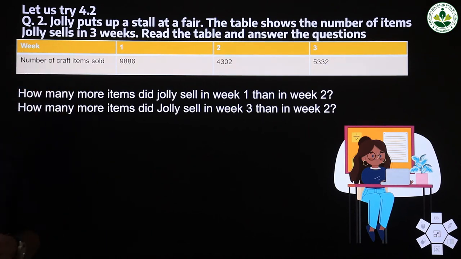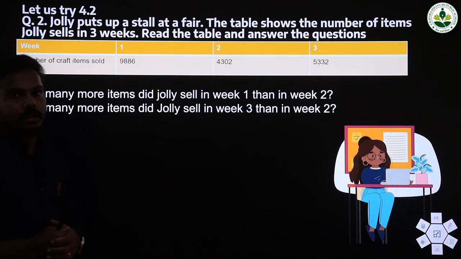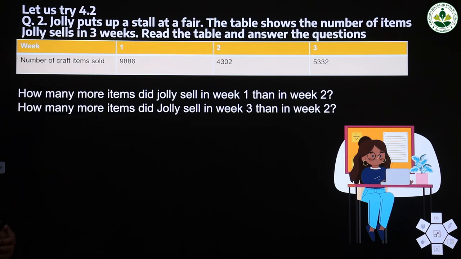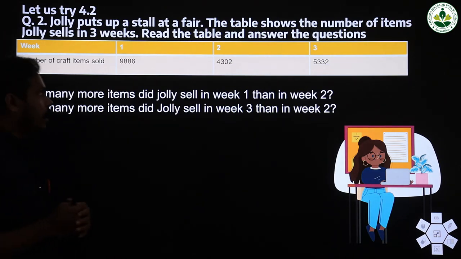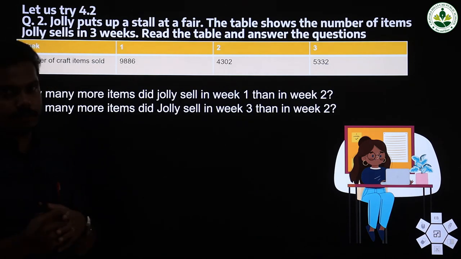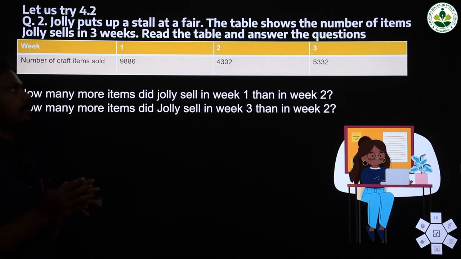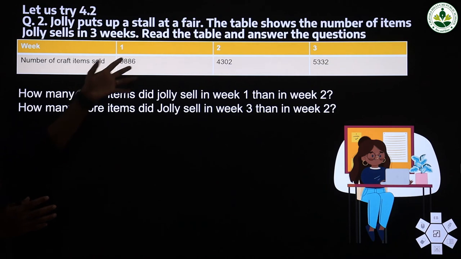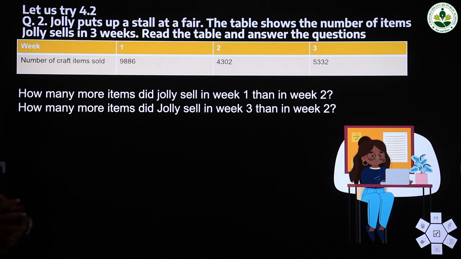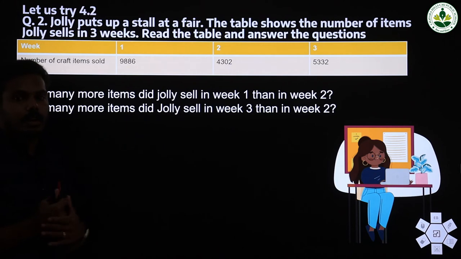Let us try 4.2, question number 2. Here the question is, Jolly puts up a stall at a fair. The table shows the number of items Jolly sells in 3 weeks. Read the table and answer the questions. Here they gave the number of items that she sells in 3 weeks. We need to find the answers to the given questions.